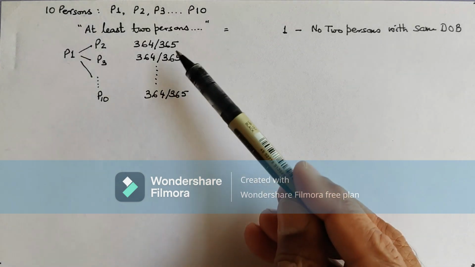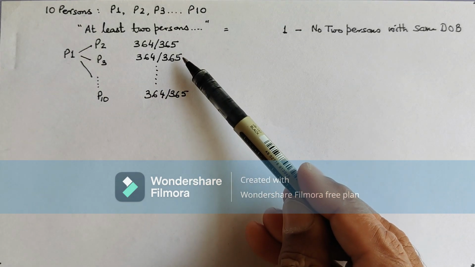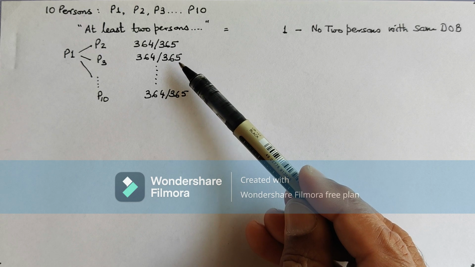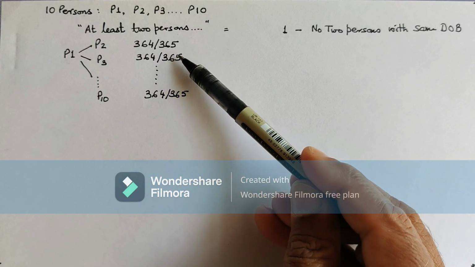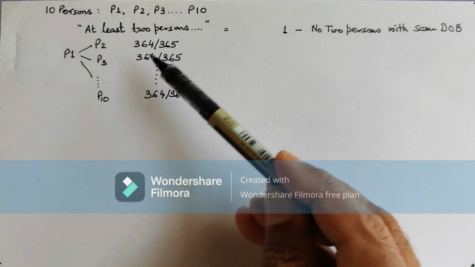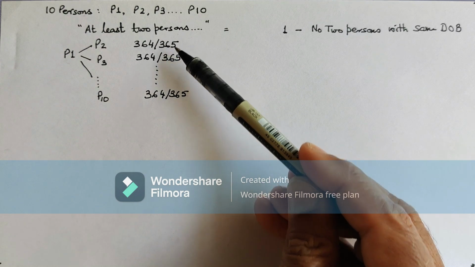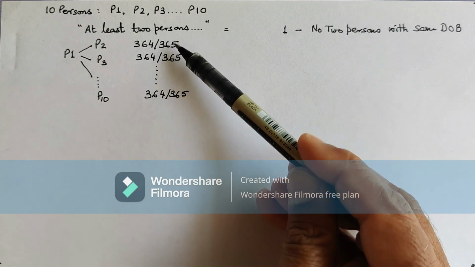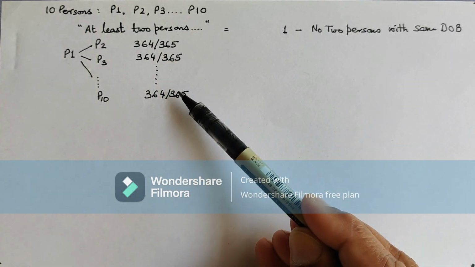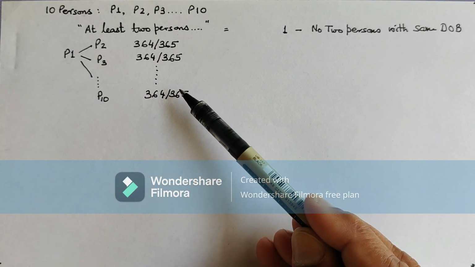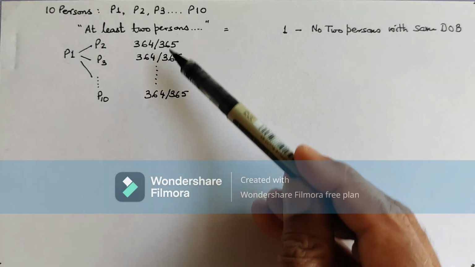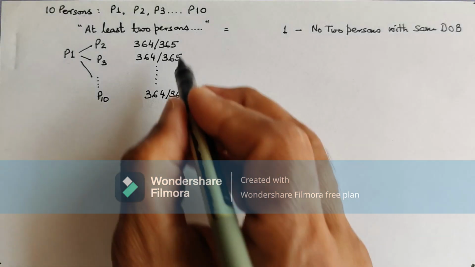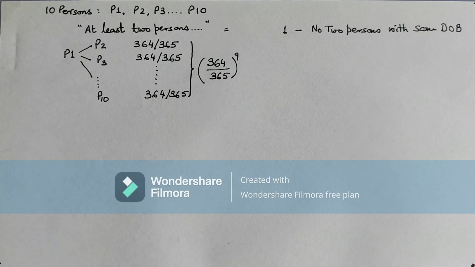Since the result of the first pair does not affect the probability of the second pair, for all 9 pairs not to have the same date of birth, all these events should occur. This event of not having the same date of birth, this event of not having the same date of birth, all these events should occur. There are 9 events. Each of them does not depend on any other. So for 9 events to occur simultaneously, the probability is the multiplication of all these probabilities, which works out to 364 by 365 to the power 9.